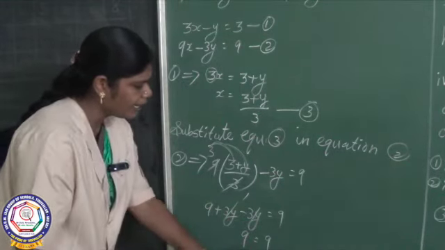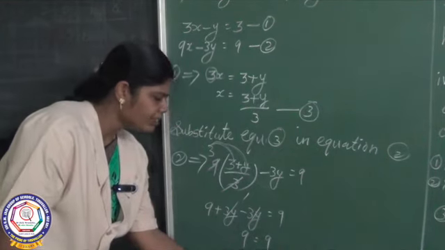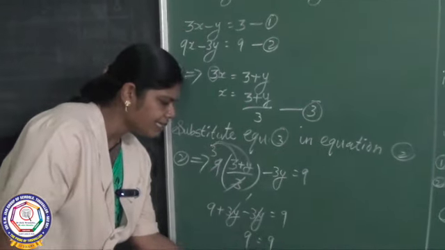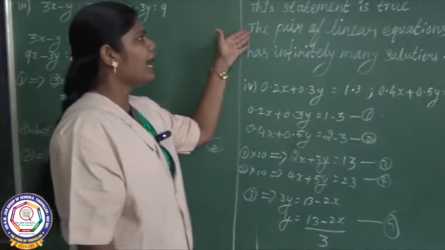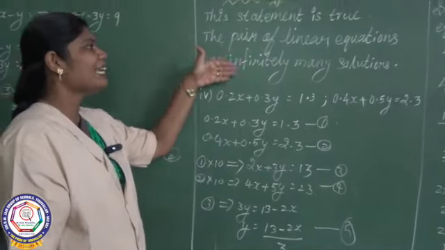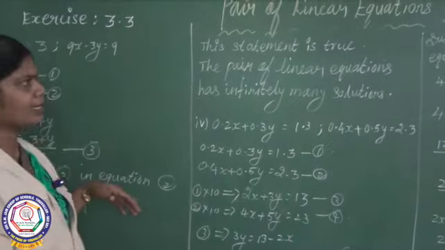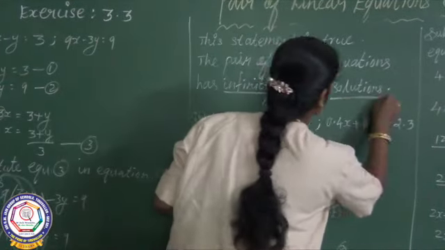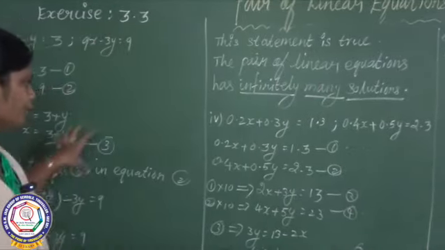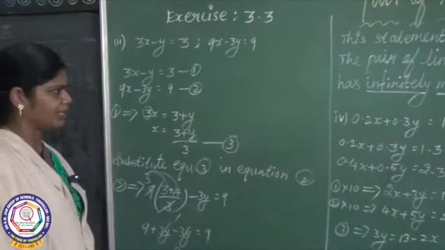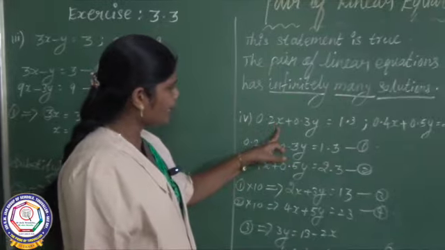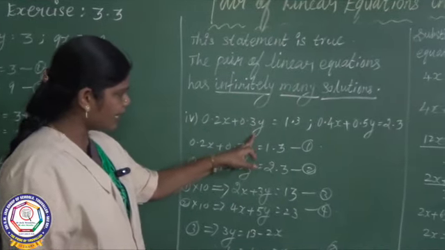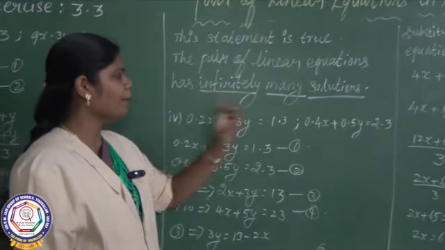Plus 3y minus 3y, both have different signs, so you cancel them. So 9 equal to 9, on both sides we are getting the same values, both sides are equal. So this statement is true. So the pair of linear equations has infinitely many solutions. This is the solution for this type of equations. And next one, fourth question, 0.2x plus 0.3y equal to 1.3.